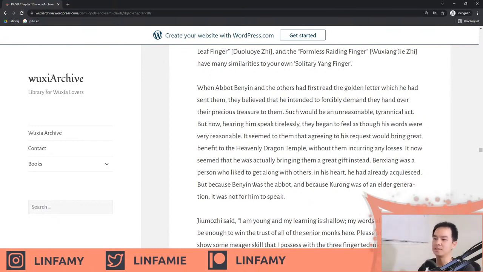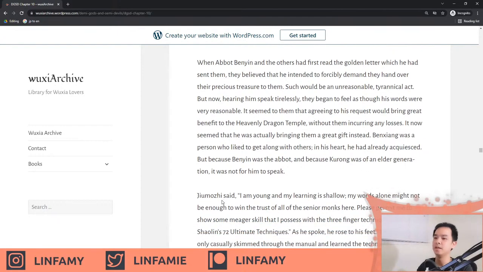Xiang was a person who liked to get along with others. In his heart, he had already acquiesced, but because Yin was the abbot, and because Kurong was of an elder generation, it was not for him to speak.